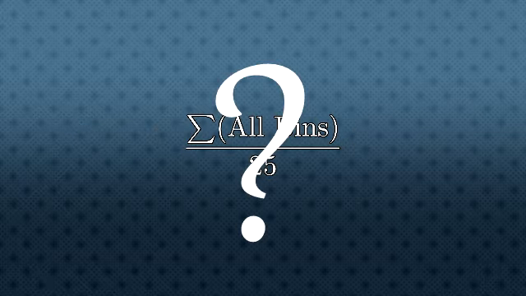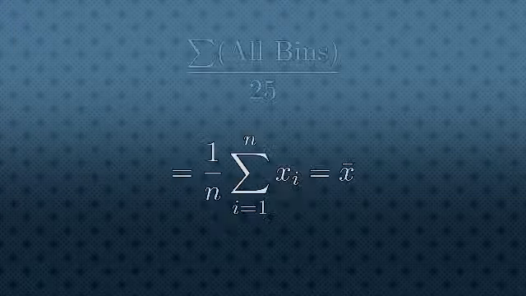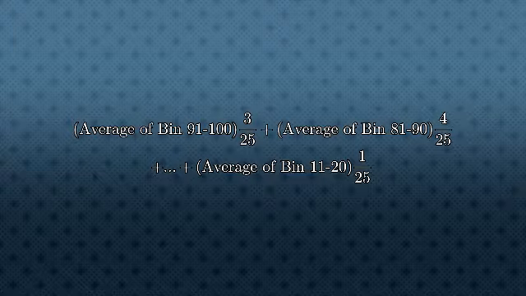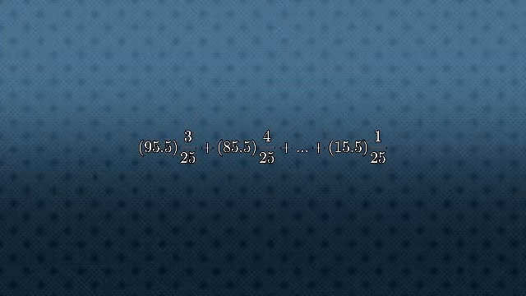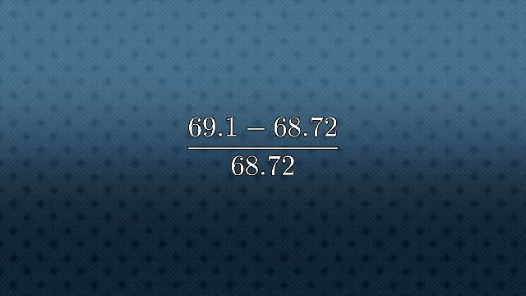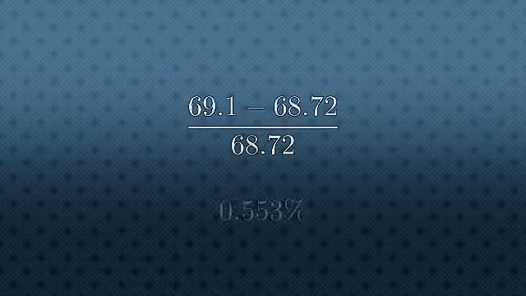But what if we don't have the true average of each bin? Well, we can estimate the mean by using an approximate average of each bin. For example, bin 91 to 100, we get an approximate average of 95.5. Let's do that for all of the bins. We get 69.1. If we calculate the percentage error, we get a percentage error of 0.553, a value very close to the original, and a good way to get an estimate of the mean.